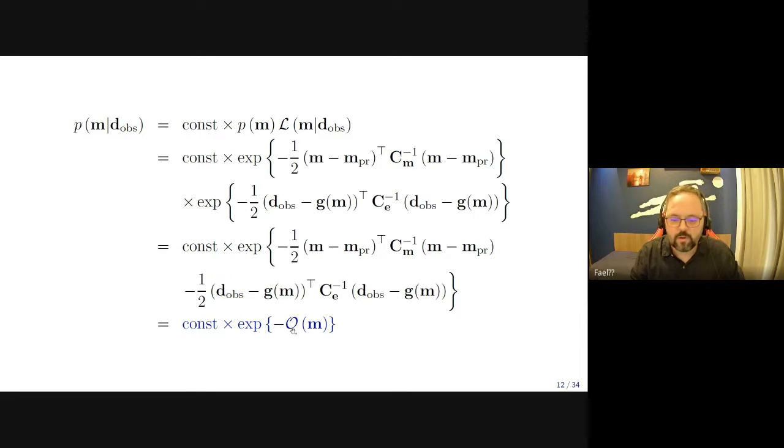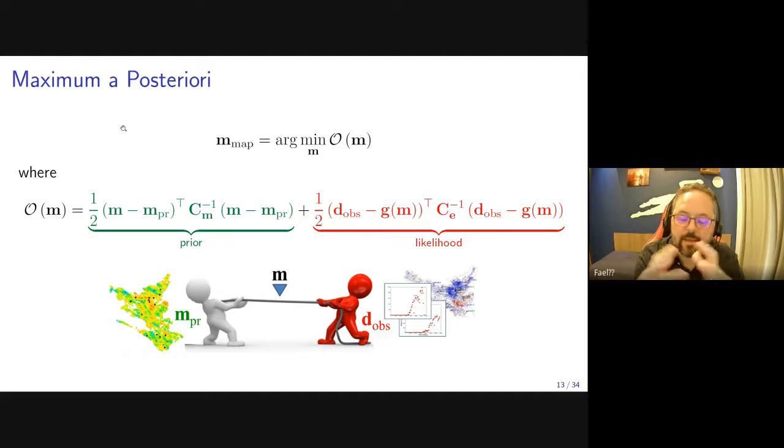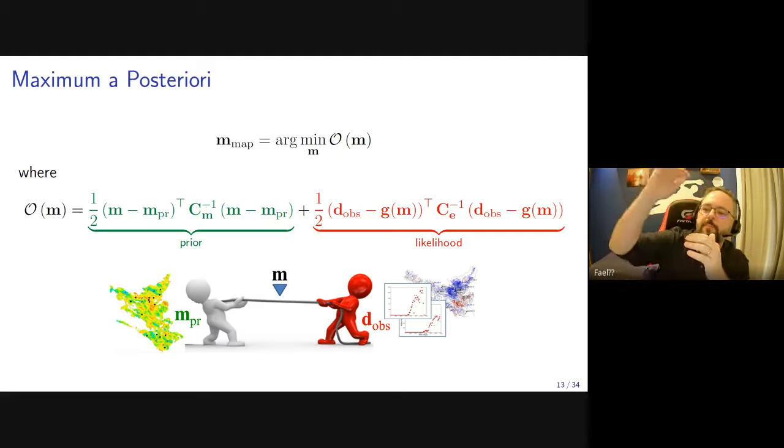Why am I doing this? Because look, if I minimize this term, it's inside of an exponential with a minus sign. So it means if I minimize O of M, I maximize P of M given the obs. And this is what people call the maximum a posteriori. This is well known in the literature. I'm just making a revision and trying to get to the ensemble smoother, which is the method I'm going to use. So the maximum a posteriori is like the mode of the distribution. It's the peak of the distribution, the maximum value of the PDF.